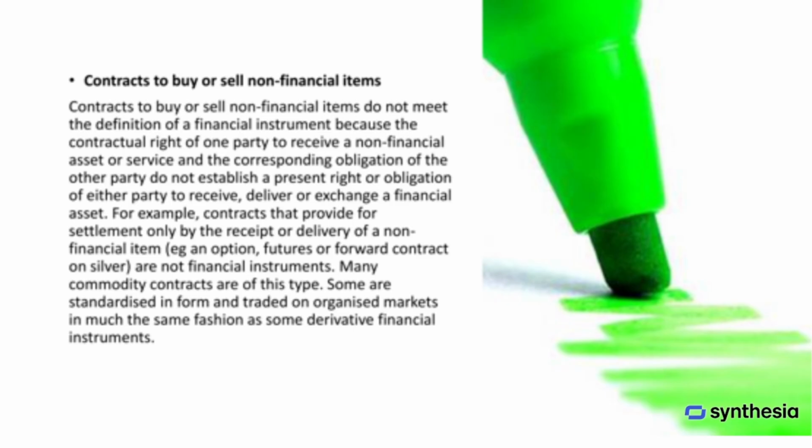Contracts to buy or sell non-financial items are not financial instruments. This is because they give one party the right to receive a non-financial asset or service, and the other party the obligation to deliver it without involving cash or another financial asset. For example, options, futures, or forward contracts on commodities like silver are not financial instruments. Many commodity contracts fall into this category, and some are standardized and traded on organized markets, similar to financial derivatives.